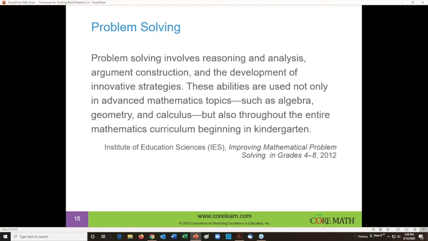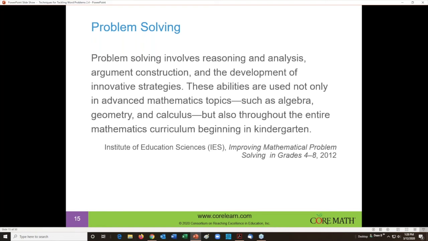So I want you to think about how this description of problem solving relates to how you see students solving math word problems and tasks. What level of thinking do the problems engage students in? What challenges do you see students having with word problems and tasks?